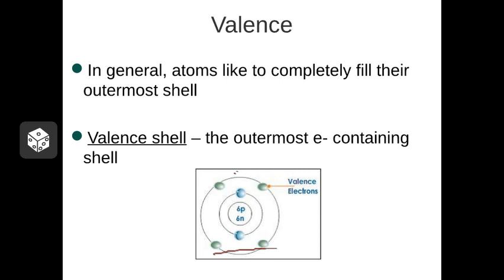Now, the shell of most interest is this one out here, and I'm terrible at tracing, but you get the idea. This is known as a valence shell, and valence shells are important because when 2 atoms get together to make a bond, to make a molecule, these are the shells and the electrons that are going to interact. So it's important to be able to identify the valence shell of an atom.